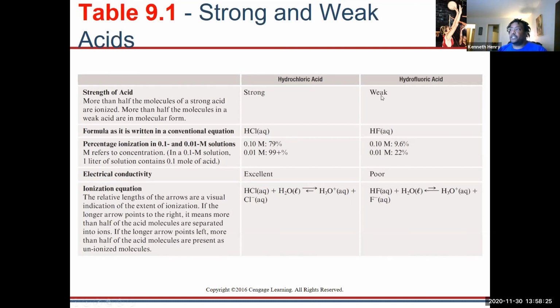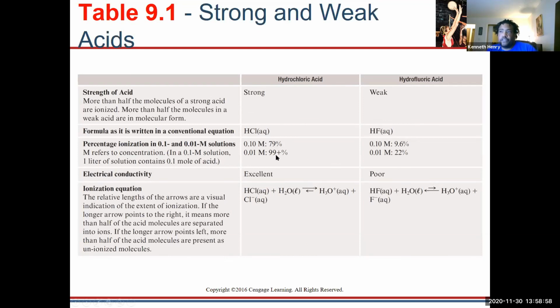Okay. And this just kind of shows you that, right? So strong, weak. When you put it in solution, this is how much ionizes. This is how much breaks up. So at a 0.10 molar solution, 79% of it breaks up. At 0.01 molar solution, molar means the concentration. So the higher the number is, the more of that acid that you have in it. The lower the number is, the less acid, the more water you have in it, okay?